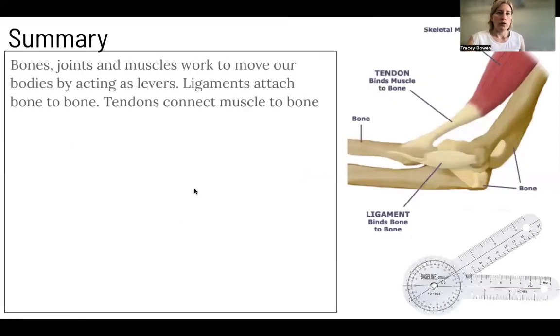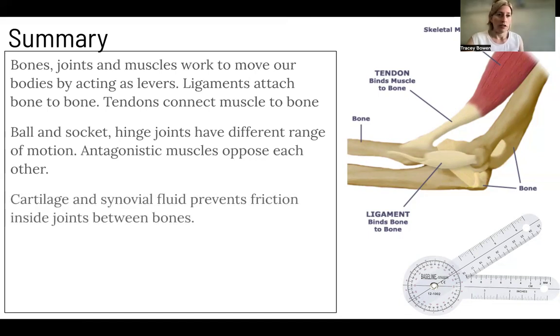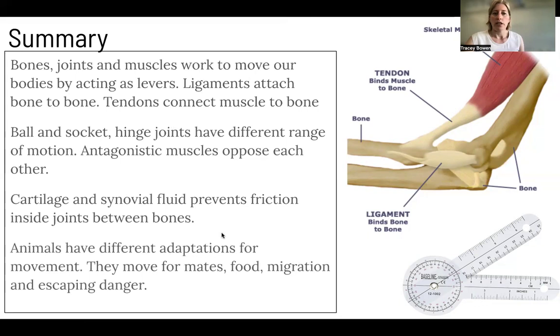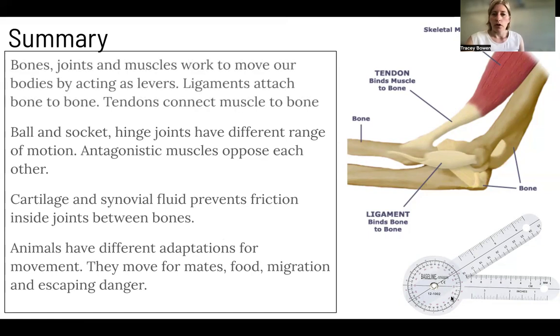So to summarize, bones, joints, and muscles work to move our bodies by acting as levers. Ligaments attach bone to bone, and then tendons connect muscle to bone. So here you can see a ligament and there's a tendon. Ball and socket and hinge joints have different ranges of motion, and antagonistic muscles oppose each other to cause movement in our skeletons. Cartilage and synovial fluid prevent friction inside joints between bones, and animals have different adaptations for movement. They move for mates, food, migration, and escaping danger. And then here is a goniometer that would measure joint angle.